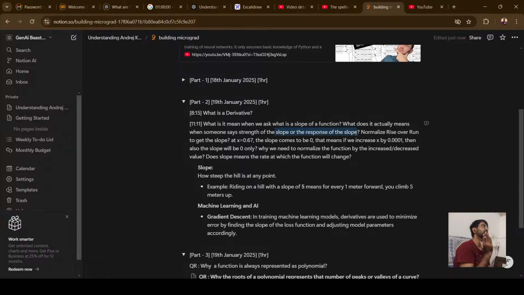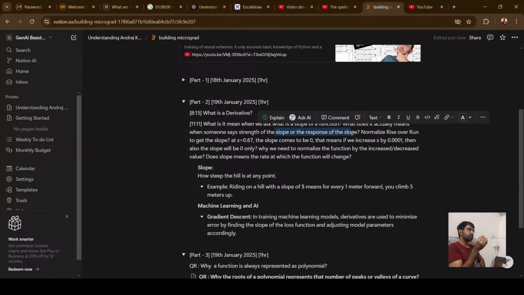So the strength of slope is basically a comparison metric. Let's say you have two functions, and you want to compare them at the same intervals. Then the slope of the functions at the same values will give you the strength of their slope.